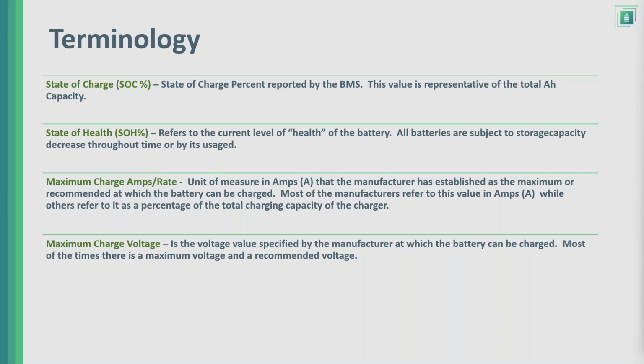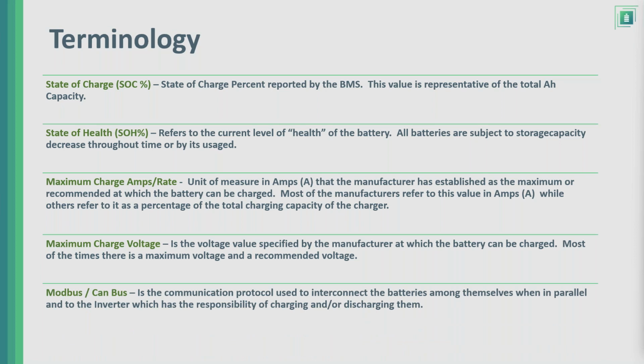Now remember that these values are being sent by the battery, or specifically the BMS, to the inverter, which is at the end of the day responsible for charging the battery.